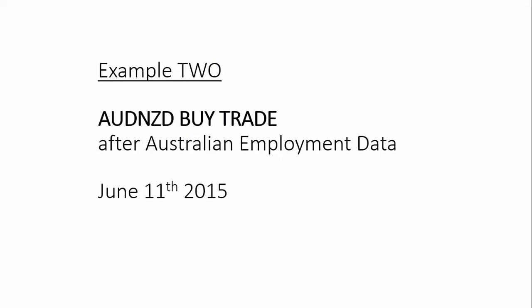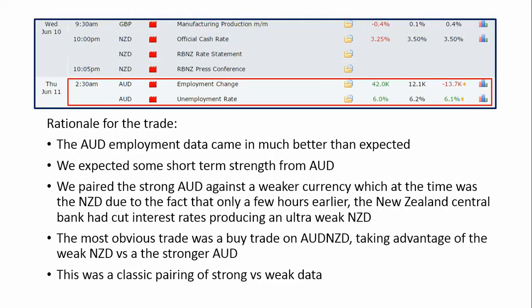Okay, so example 2. An Aussie Kiwi buy trade after the Australian employment data, and this took place on June the 11th, 2015. Why were we trading this particular currency pair? Why were we buying it? So let's go through the rationale again. So here we see that on Thursday, June the 11th, at 2:30 in the morning. So if you're in the Asian session, trading in the Asian session, you'd have been able to take advantage of this trading opportunity, whilst the previous example took place in the North American session.